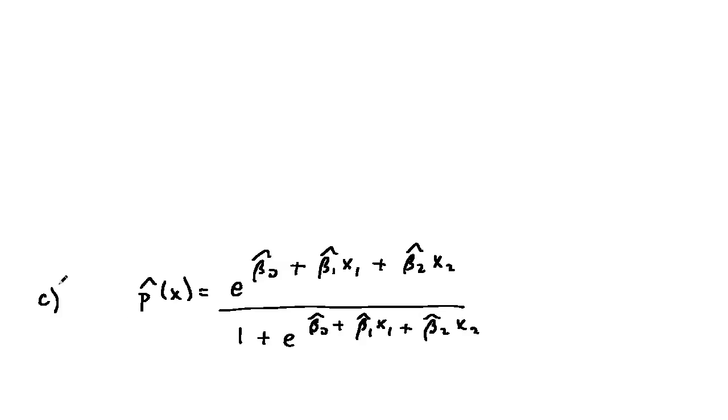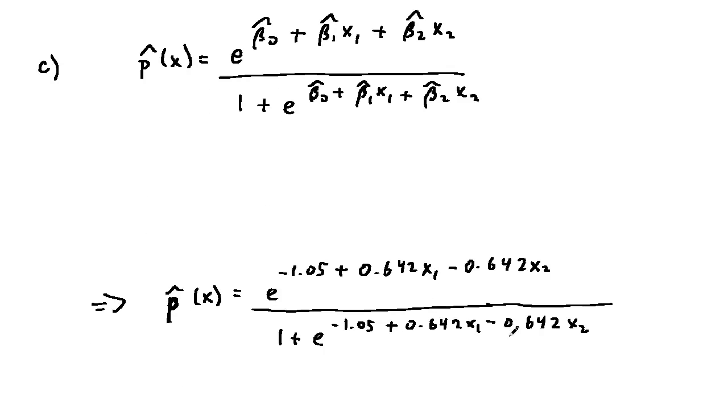Now for part C, p hat of x is given by this, where we have beta 0 hat, beta 1 hat, beta 2 hat. So we'll just plug in the values we got. Okay, p hat of x is given by this.